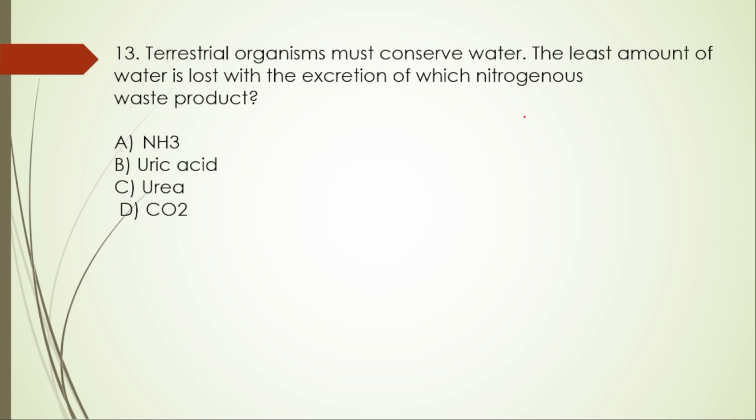Terrestrial organisms must conserve water. The least amount of water is lost with the excretion of which nitrogenous waste product? A, ammonia, B, uric acid, C, urea, D, CO2. So here the right option is option B, uric acid.